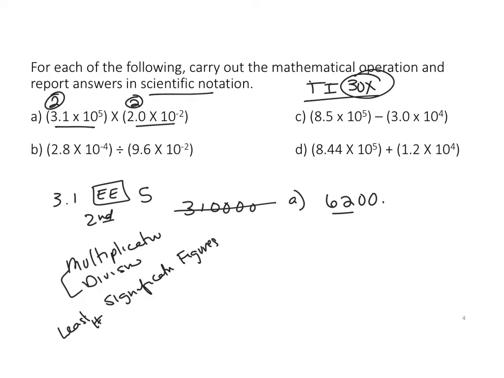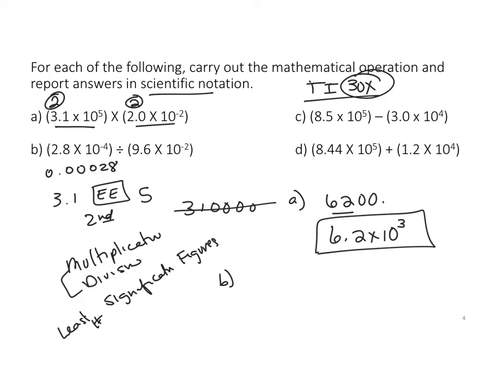And they want to report the answers in scientific notation. So this would be 6.2 times 10 to the positive 3. So that would be A. Okay, B, we take 2.8 second E to the negative 4th. And that brings that out at 0.00028. And then I'm going to divide that by 9.6 second E to the negative 2. And my answer is going to be 0.002916667. That's what I see on my calculator.